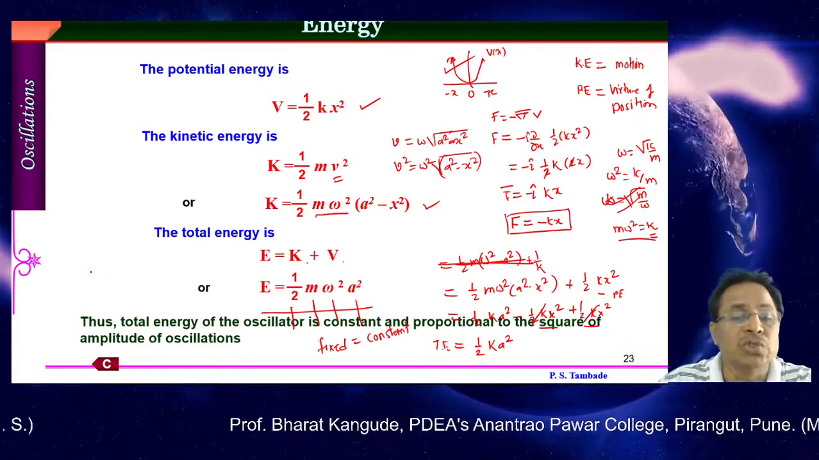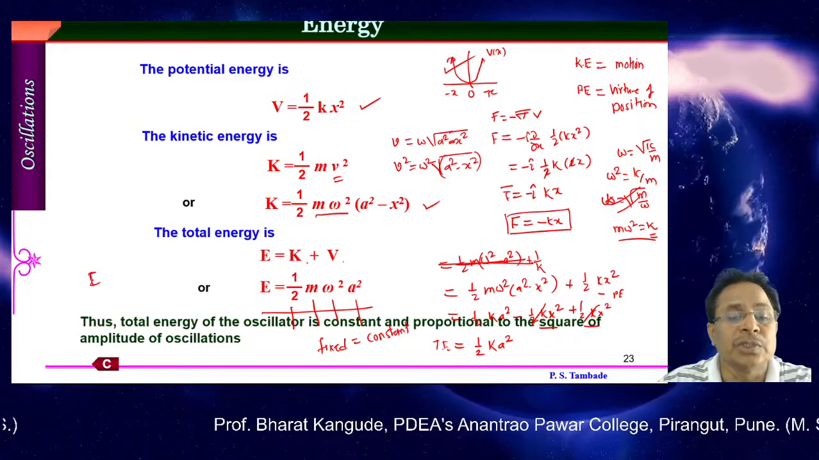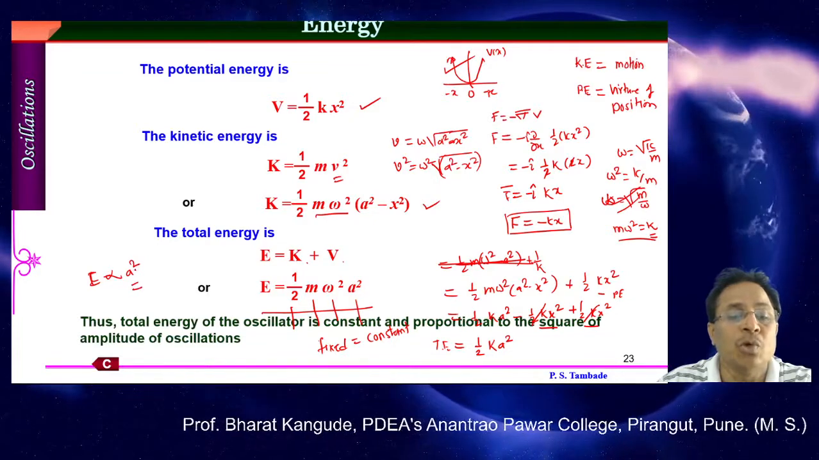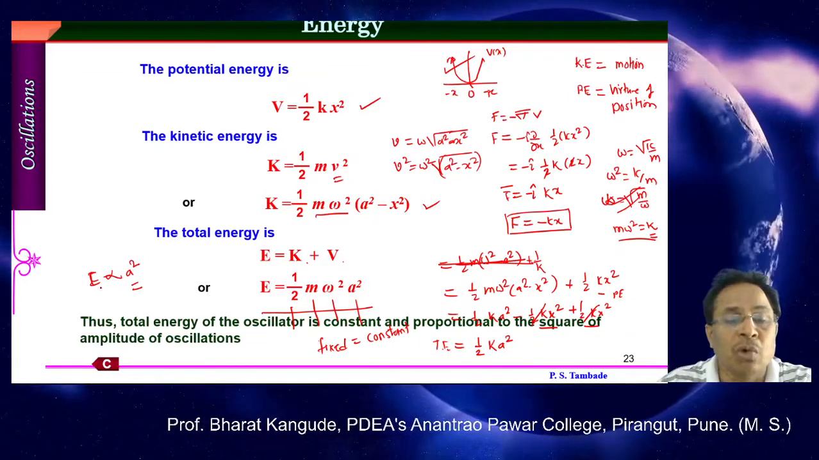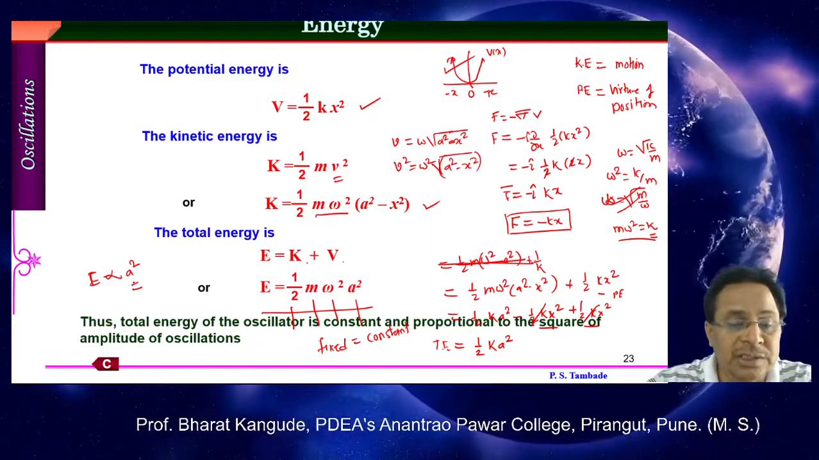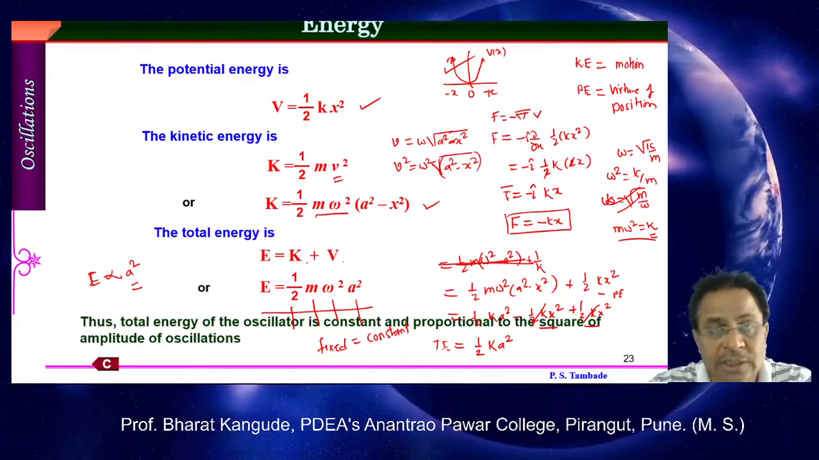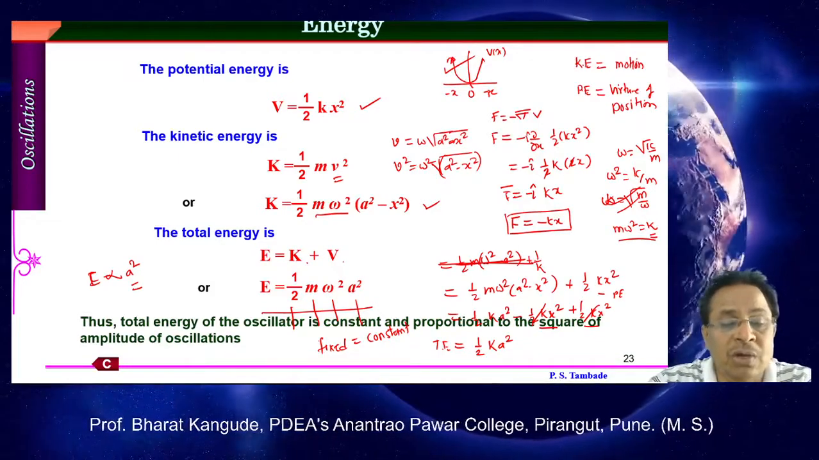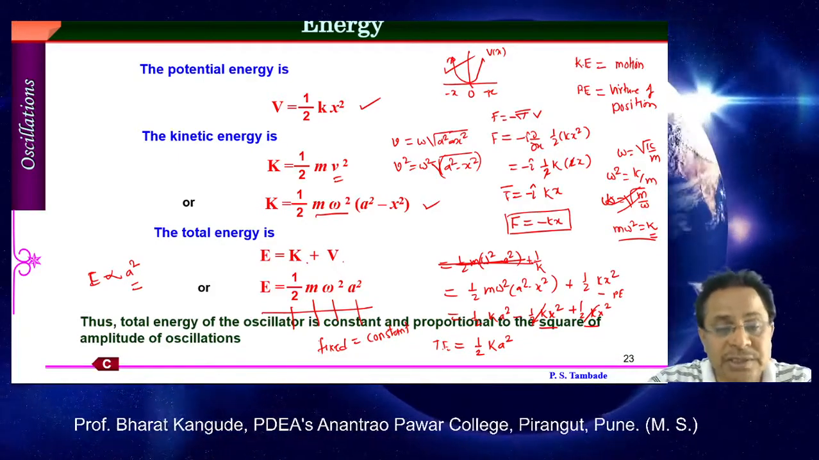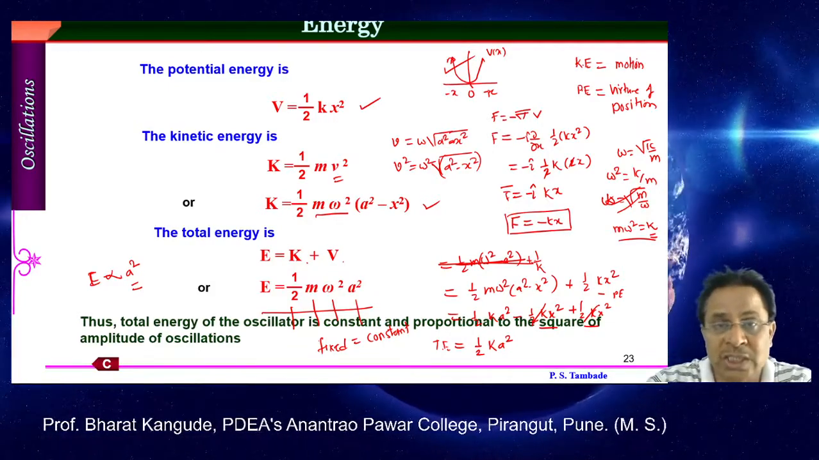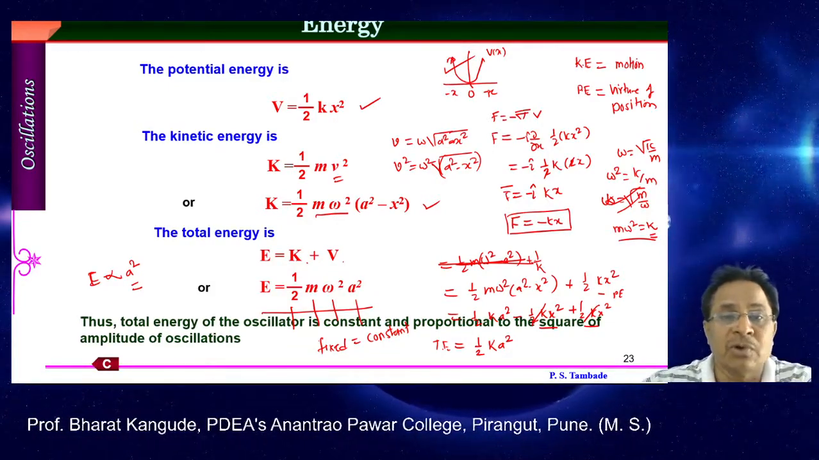As I said, in this 1/2 m omega square, everything is constant. This E is directly proportional to the amplitude square. So making this amplitude larger and larger, we will have more and more energy associated with this oscillator. So the relationship between total energy and amplitude is E is directly proportional to a square, or in expression, E is equal to 1/2 m omega square into a square. That is how we have to remember the expression for energy.